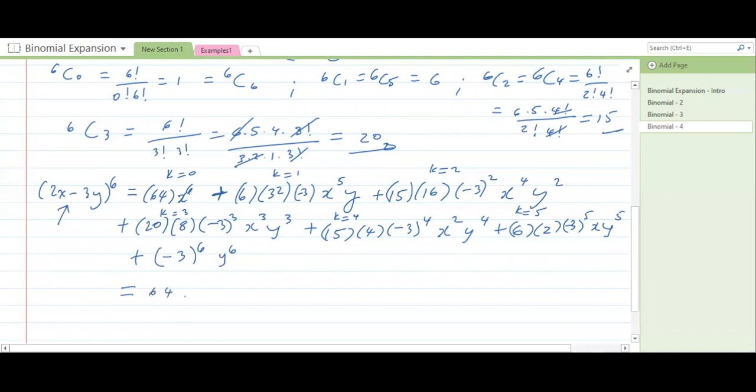So we have 64 x to the power 6 minus, subtract. If we multiply all this out, we should get minus 18 times 32, which is minus 576 x to the power 5 y, plus, because we have a minus 3 squared. So that's 9. We have 15 times 16 times 9. That will give us 2160 x to the power 4 y squared. Then the next term should be a negative because of negative 3 cubed, which is going to give us 27 times 8 times 20, which is going to give us 4320.